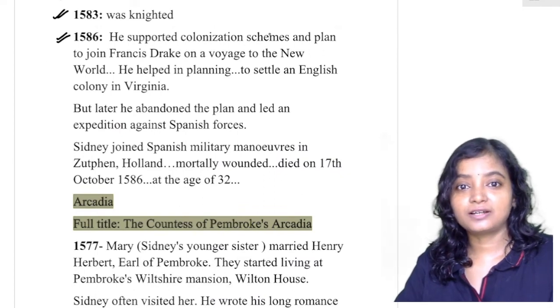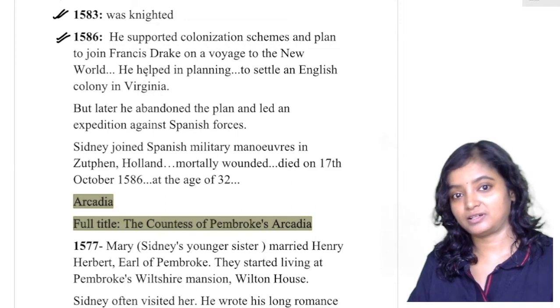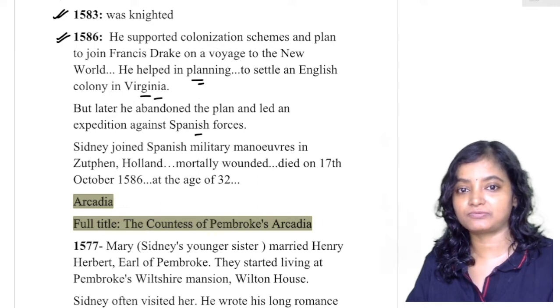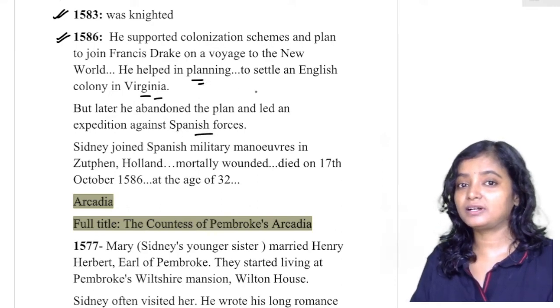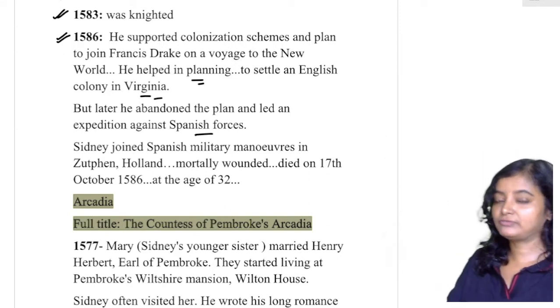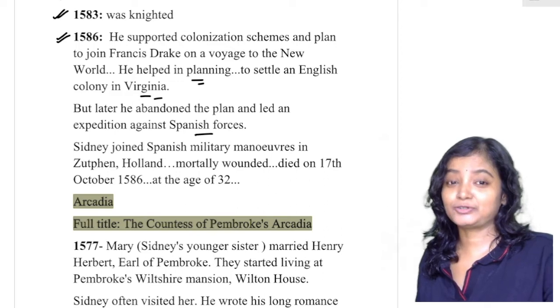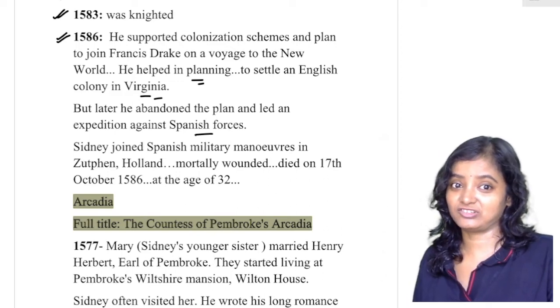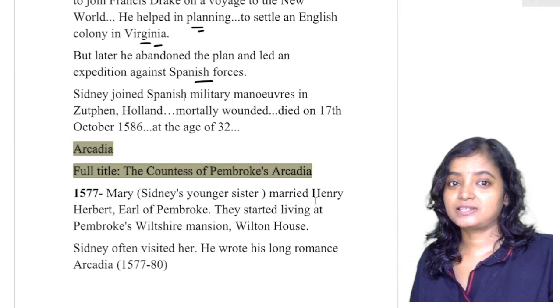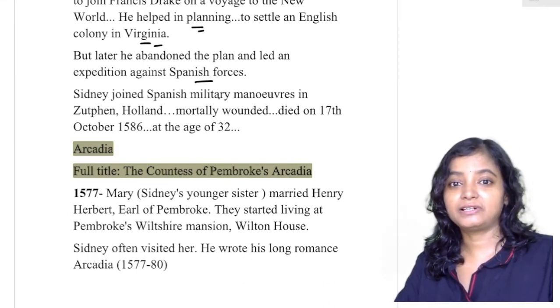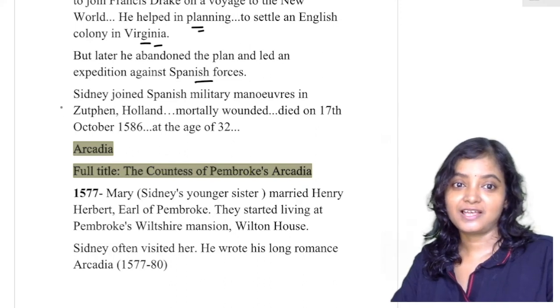So he supported the colonization scheme and planned to join Francis Drake on a voyage to the New World. He helped in planning to settle the colony of Virginia, but he later abandoned this plan and led an expedition against Spanish forces. You will find this information in the first video on America, that Walter Raleigh finally went there to Virginia. So Sidney just avoided that plan and joined Spanish military maneuvers in Zutphen, and that is very important.